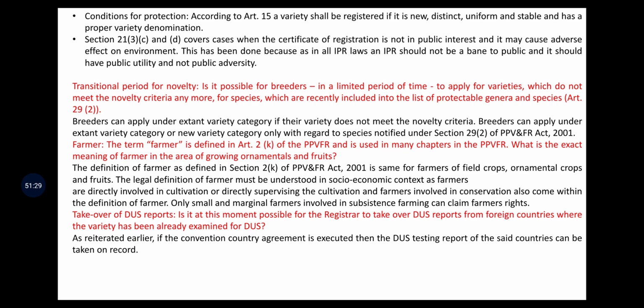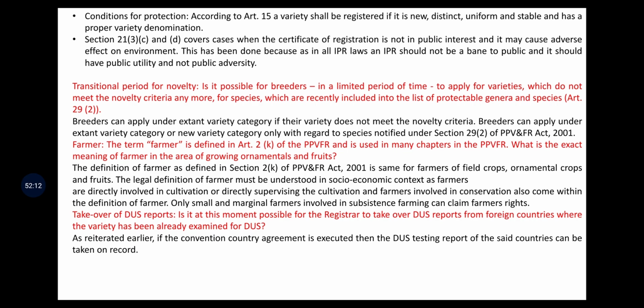A transitional period for novelty. Is it possible for a breeder, in a limited period of time, to apply for varieties which do not meet the novelty criteria anymore for species which are recently included into the list of protectable genera and species under Section 29(2)? Breeder can apply under the extant variety category if their variety does not meet the novelty criteria. Breeder can apply under the extant variety category or new variety category only with regard to species notified under Section 29(2) of the PPV&FR Authority Act 2001.